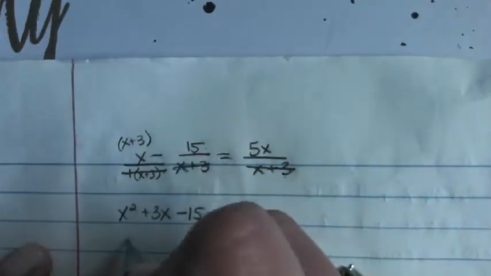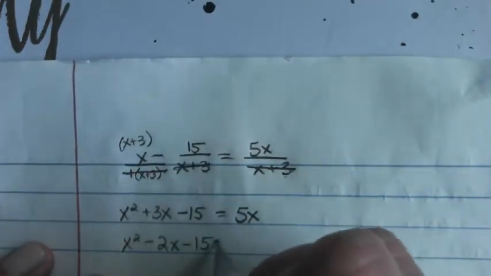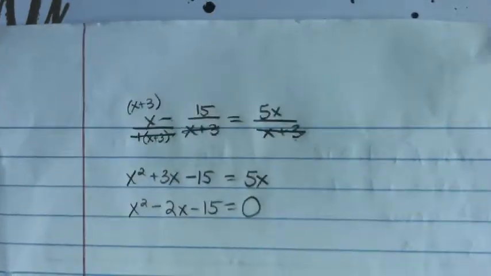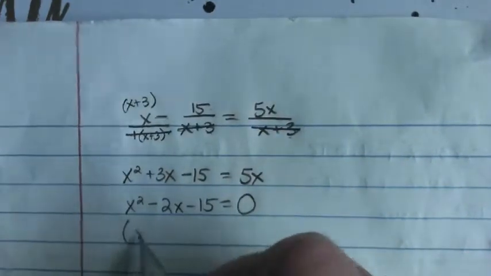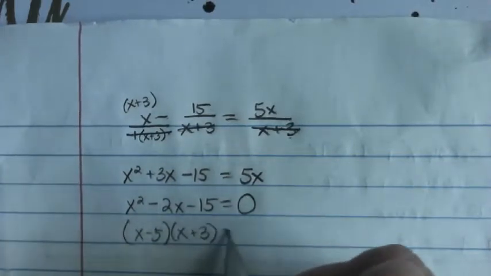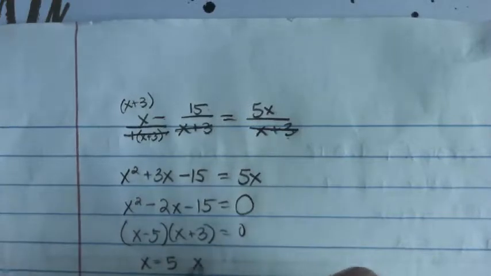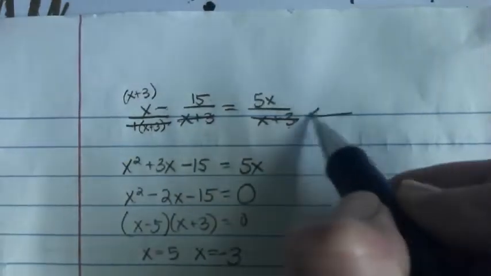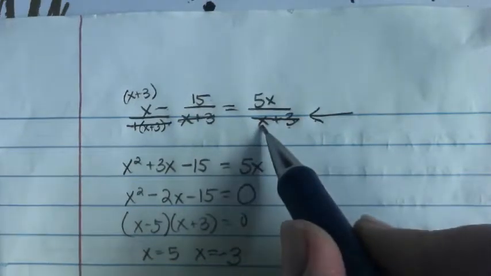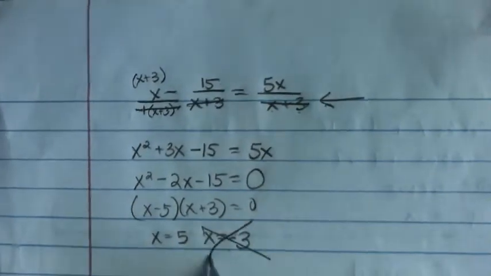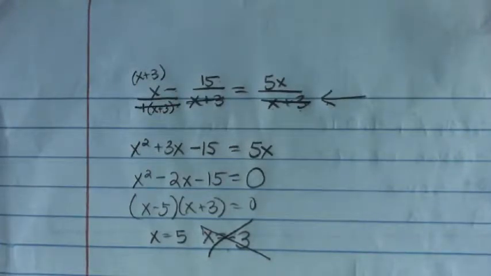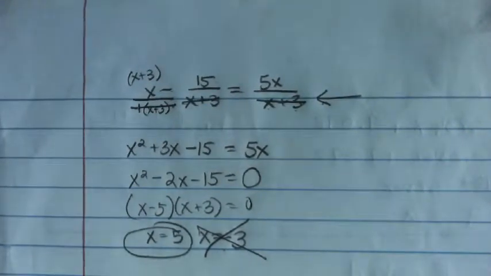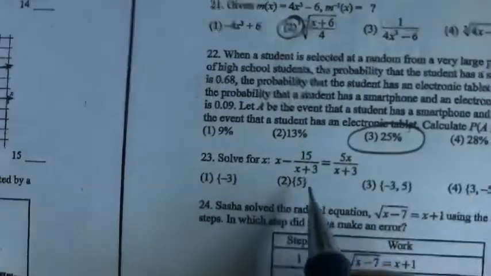It's a quadratic, subtract your 5x over, and solve from here. If you factor this, you get x minus 5, x plus 3. So x either equals 5 or x equals negative 3. And one of those is a restricted value. Based on what's in our denominator, the restricted value is an x of negative 3. So the fact that we got this means it's extraneous. You'd plug it back in, you'd get an undefined. So the only answer is 5. So that would be option 2.